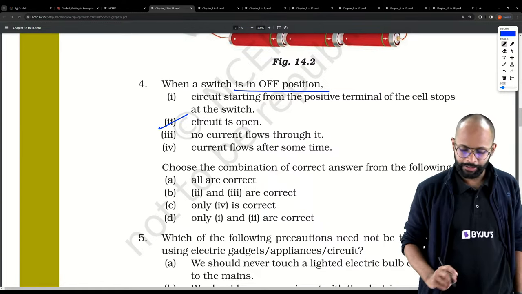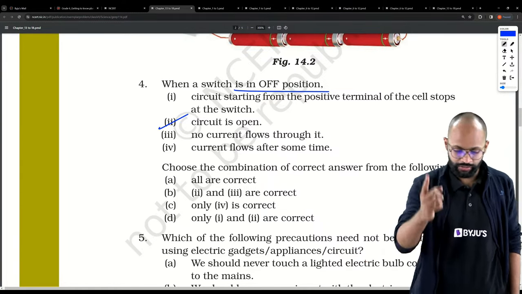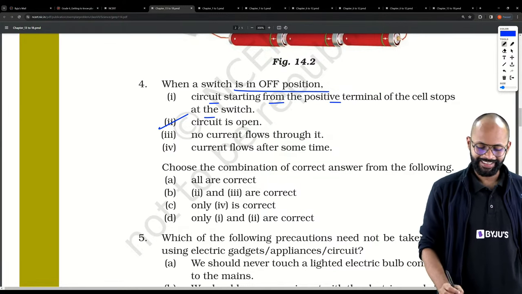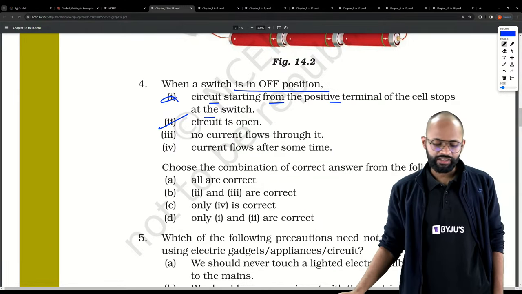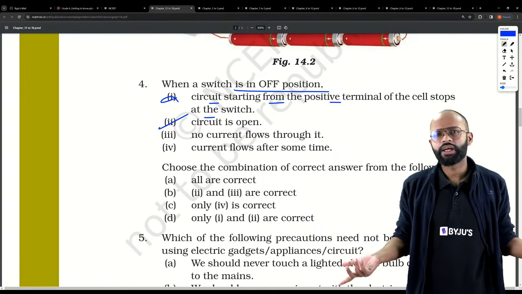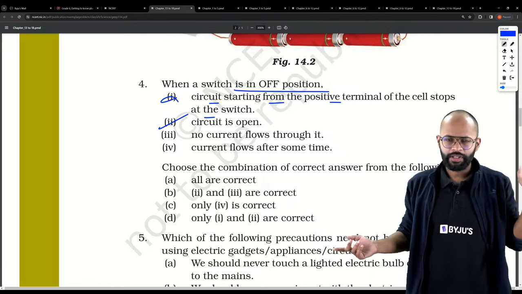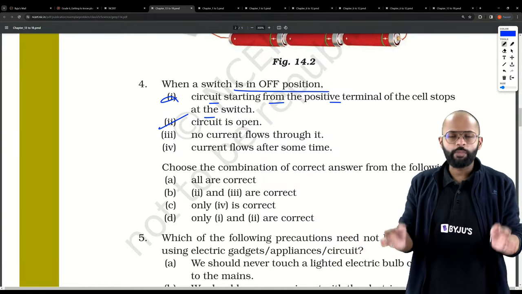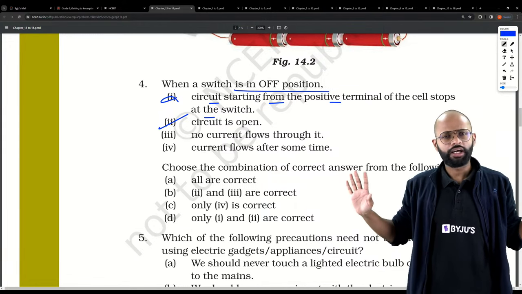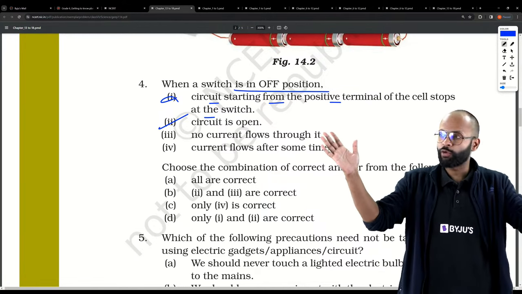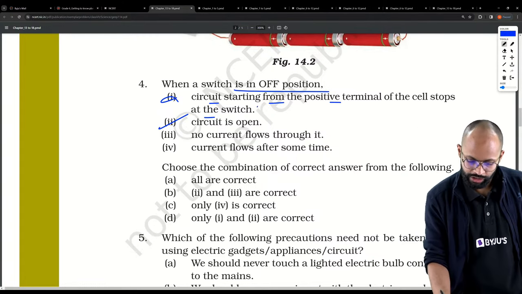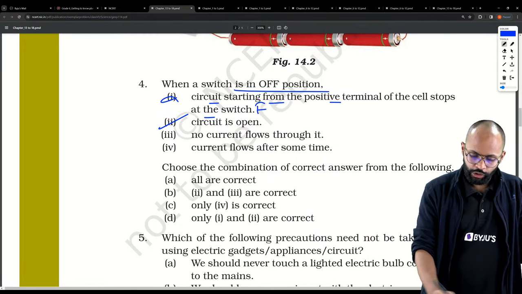So second is correct. When switch is in off position, first statement, circuit starting from the positive terminal of the cell stops at the switch, toh galat hai na bhai. Kaisi baatein kar rahe ho? देखो स्विच का एक ही काम है. Switch's job is to stop the current. If you open the switch, current will stop throughout the circuit. सर्किट ओपन हो गया. If you close the switch, current will flow in the whole circuit. फाइन, ठीक है. Circuit is open is true. First one is false. Third one, no current flows through it.